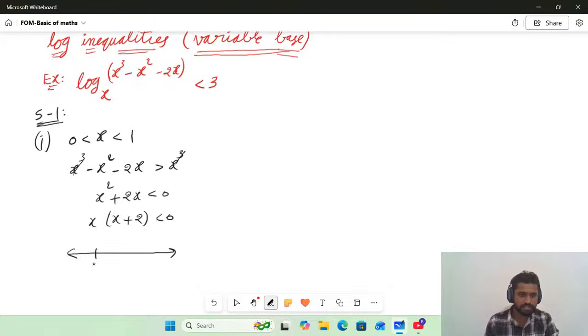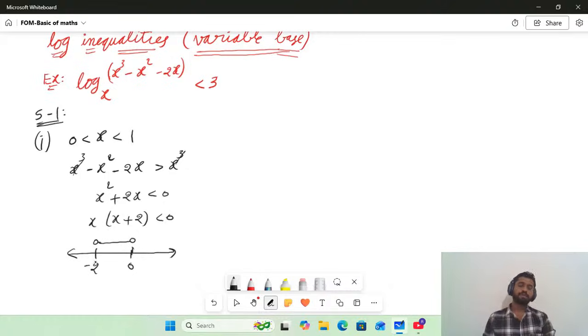What are the critical points here? 0 is one critical point and minus 2 is another critical point. First plot minus 2 here, and 0 is another critical point. Since it is less than 0, it is an open interval, with a circle at each point. So x belongs to minus 2 to 0.